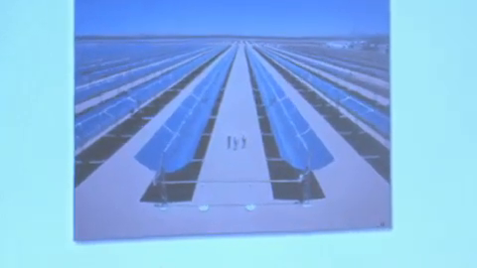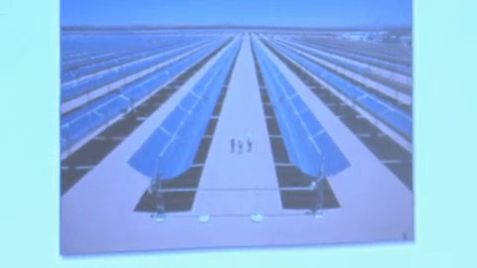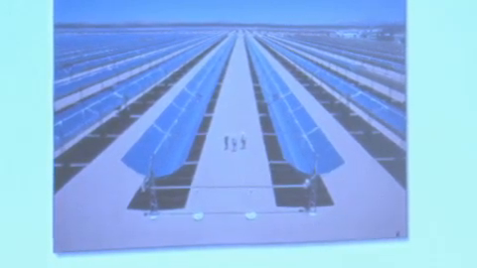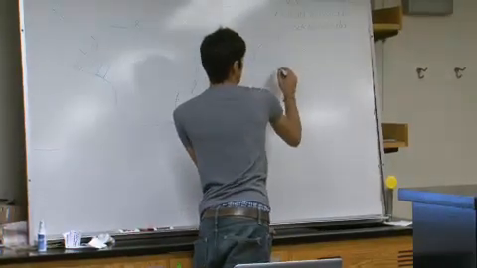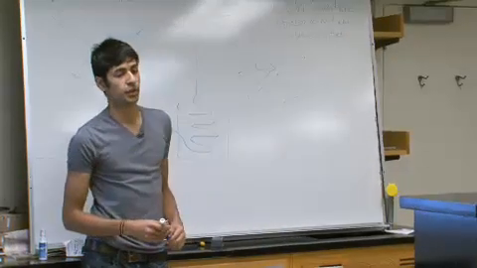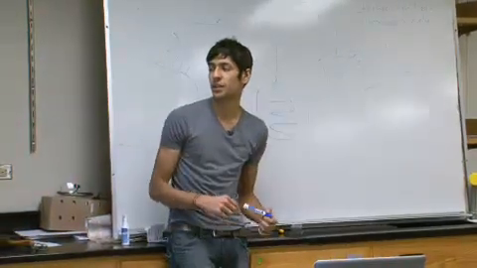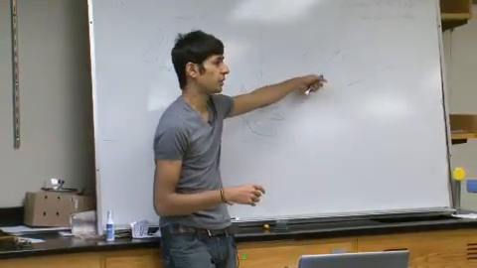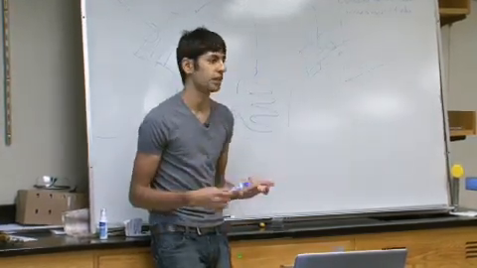The way this works is it's similar to this, except you have pipes that have water in them, and then you have these concentrating troughs that are focusing all of the sunlight onto the pipes. Normally with this technology, you heat up water to the point where it turns into steam, and then you have a steam powered turbine, and you produce electricity using that.